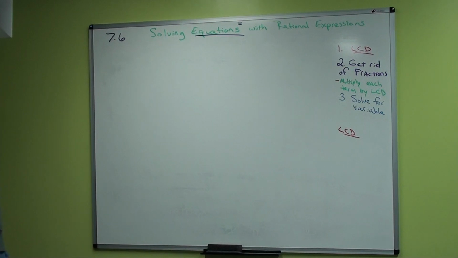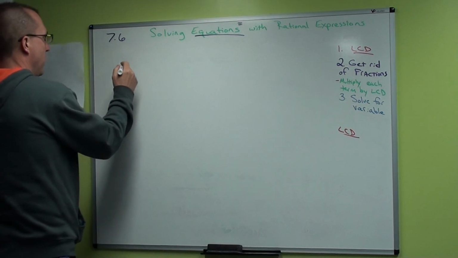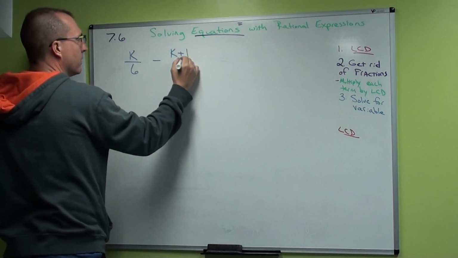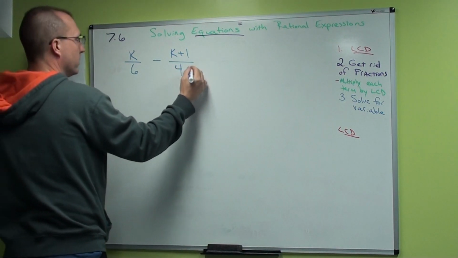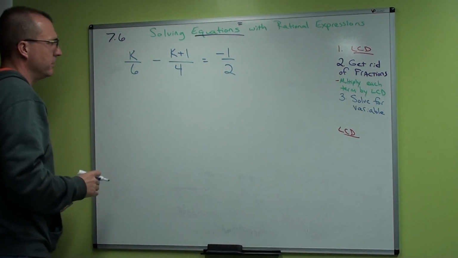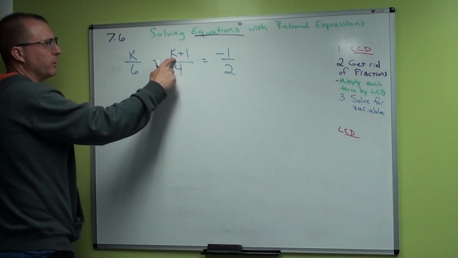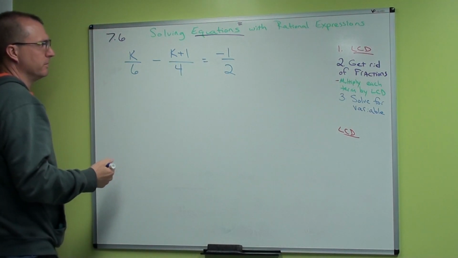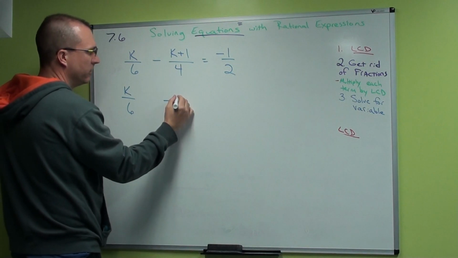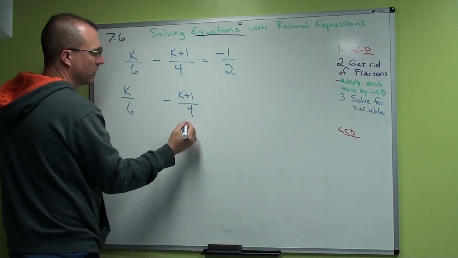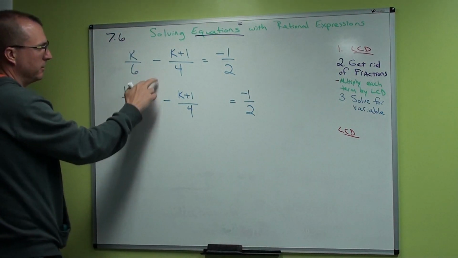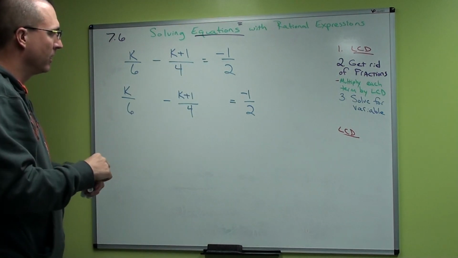Alright, next one. Good. This problem looks a little bit different. We definitely have a binomial here, and now we have a negative fraction over here. It's essentially the same problem. So we're going to give a little bit of space. Now make sure you copy it down, make sure the signs are correct as best you can.